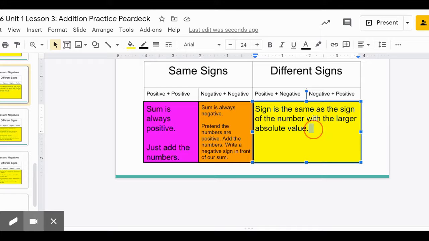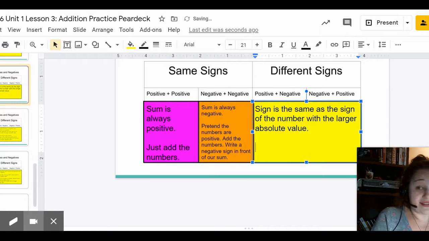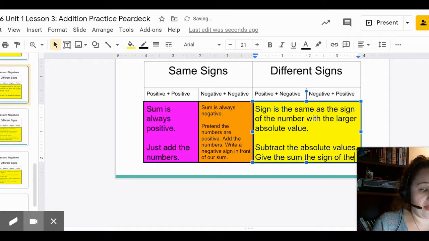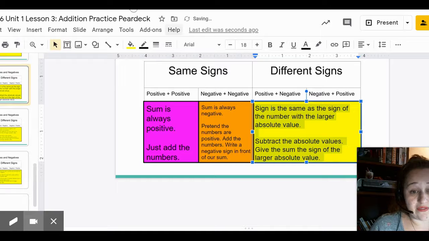Okay, so here's a shortcut that we can take, right? What we can do is subtract the absolute values. So in other words, just pretend they're both positive and then subtract. And then give the sum the sign of the larger absolute value. Okay? So for these two examples that I gave you in the chat, we could just pretend they're both positive and subtract.